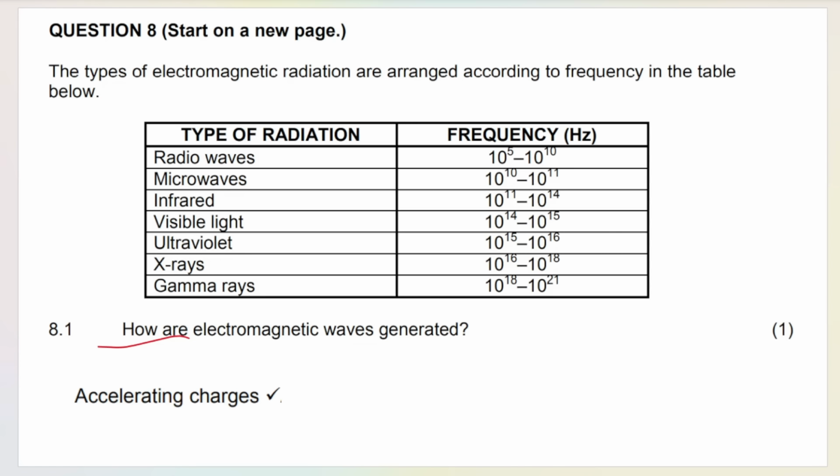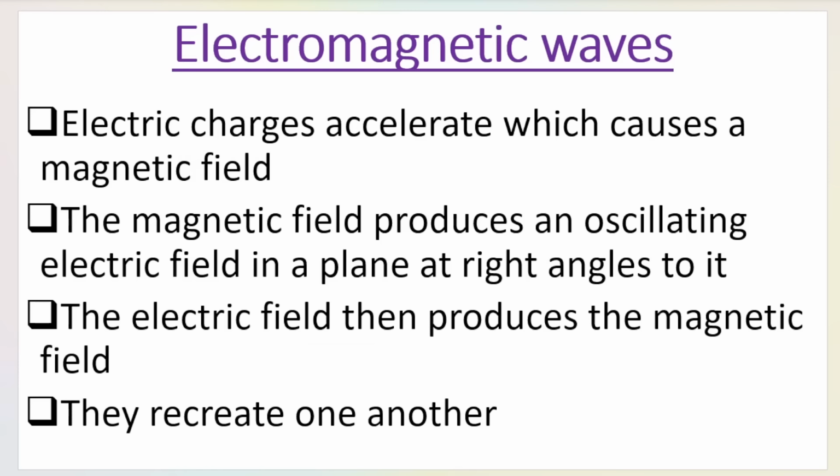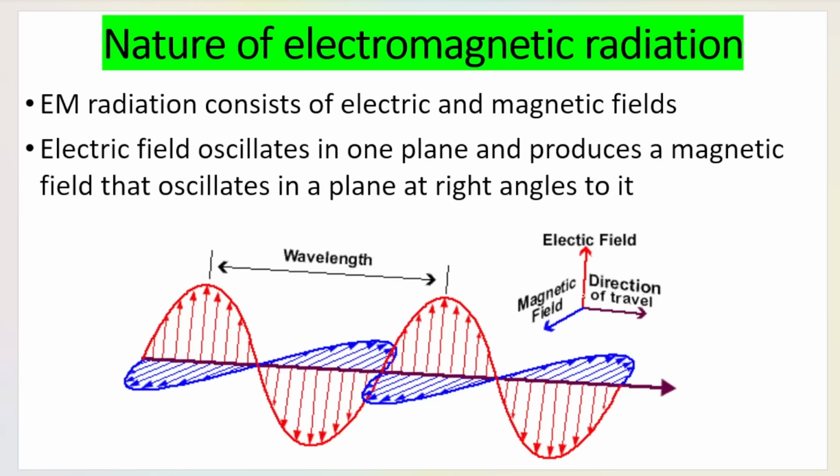It's just 1 mark. But just to quickly recap theory, remember, electric charges accelerate. And that causes a magnetic field. And the magnetic field produces an electric field at a plane of right angles to it. And the electric field produces a magnetic field, and the magnetic field produces an electric field. And remember, they occur at 90 degrees or right angles to one another. And that is how it happens.